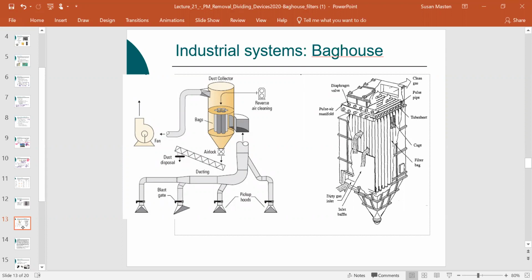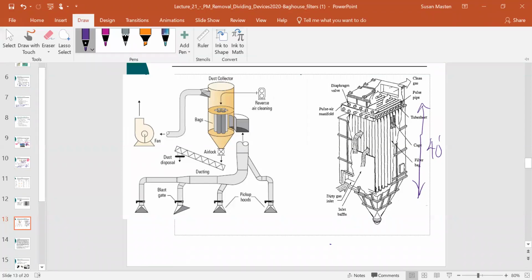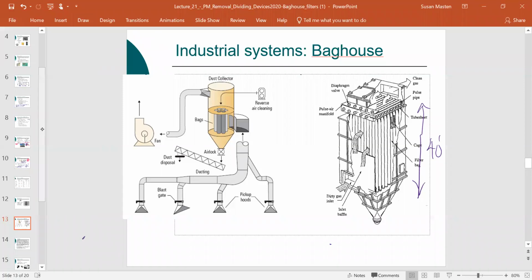These bags here, it's easier to see it here. So these bags here can be up to about 40 feet long. So they're much, much larger than what you would have in your vacuum cleaner. They can be up to about 5 to 14 inches in diameter. So this is for each bag.